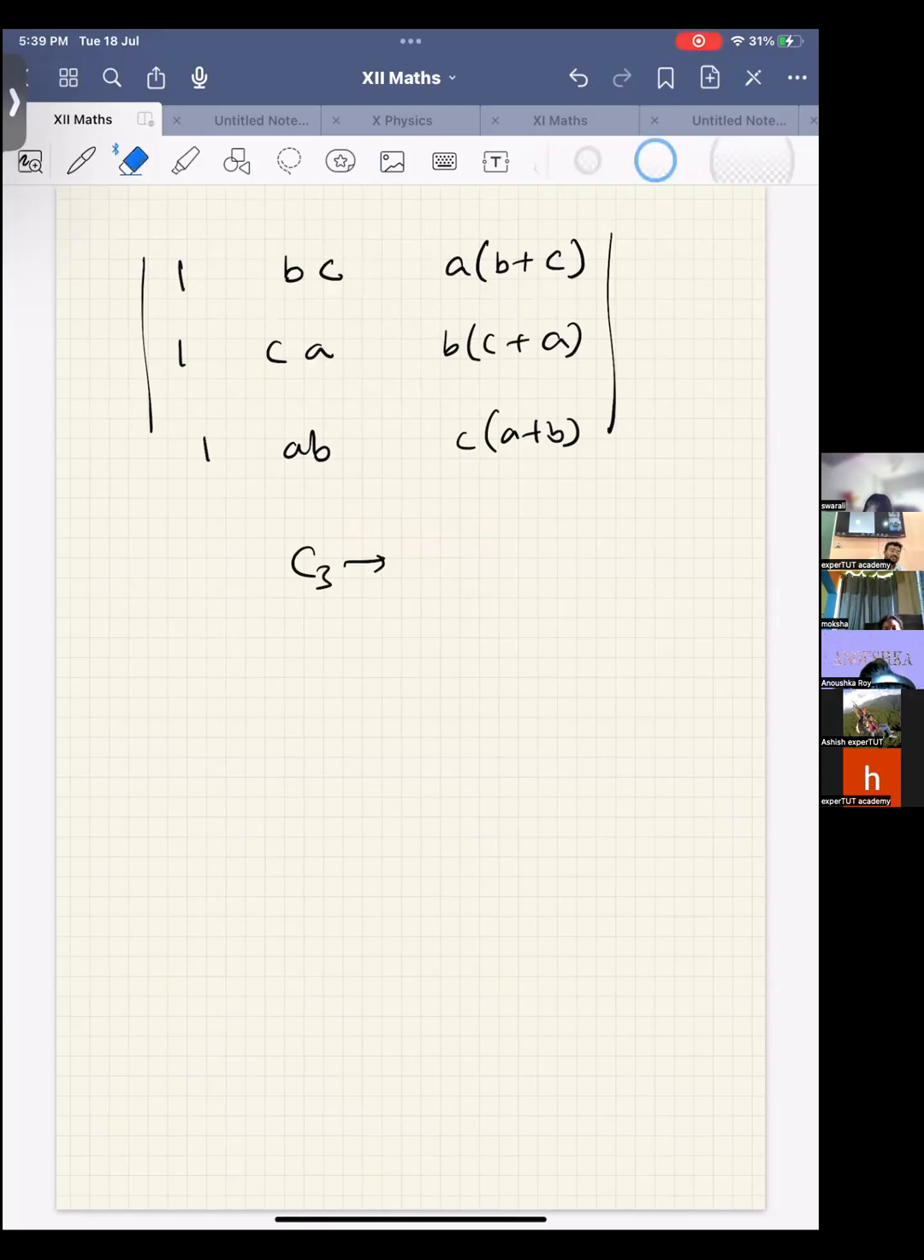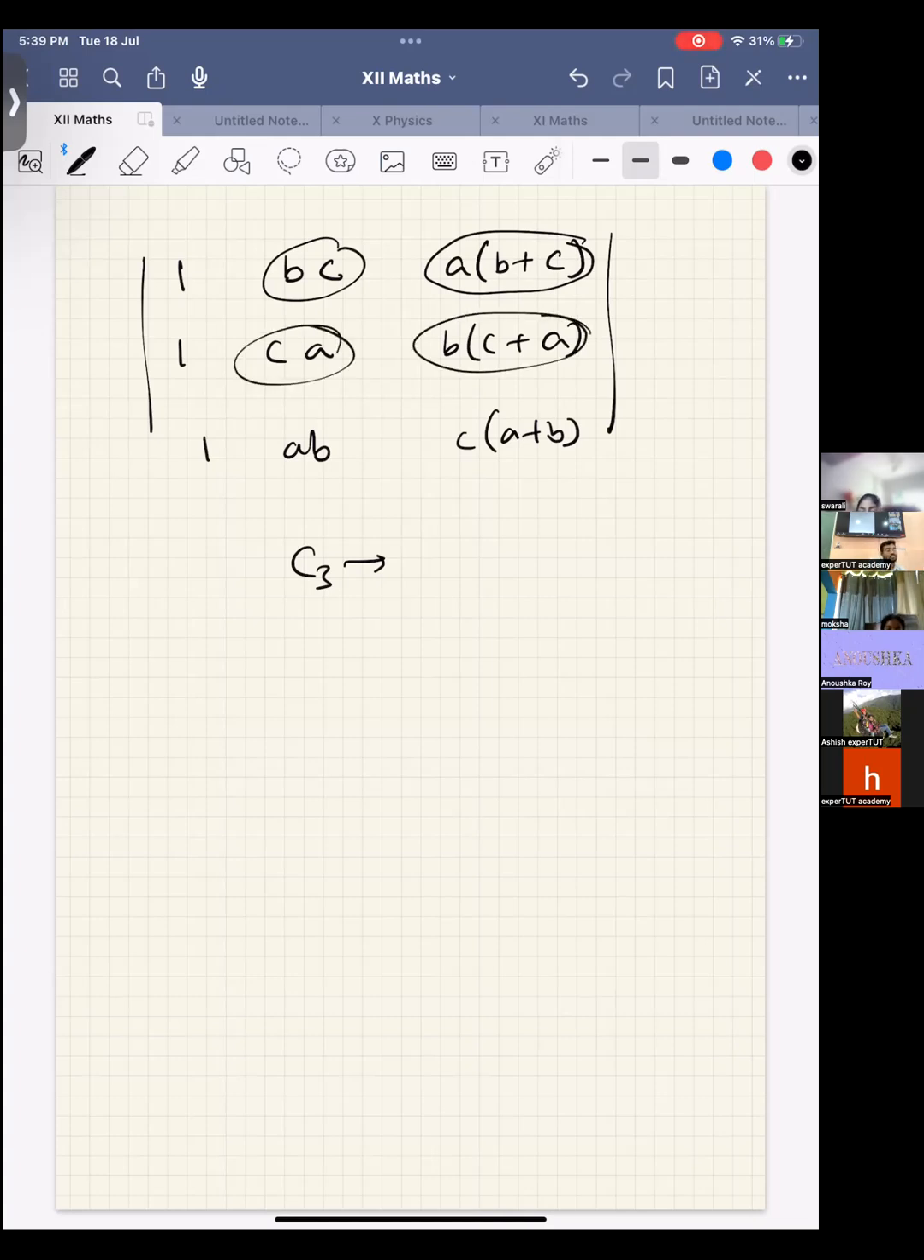If you add these two, this and this, you will get that it is AB plus AC plus BC. If you add these two again, you will get the same thing, right? In different order, but like addition is commutative. Same thing with this. So the addition you should write either at this place or at this place. Fine. And this becomes, so C3 is C2 plus C3.